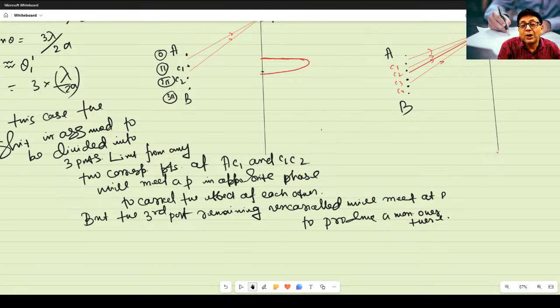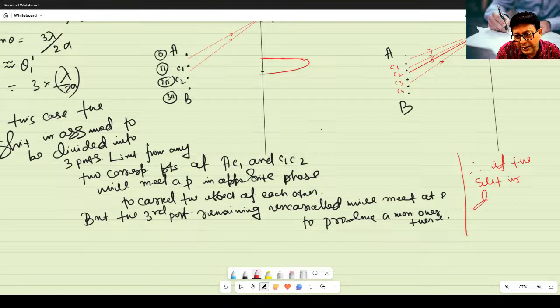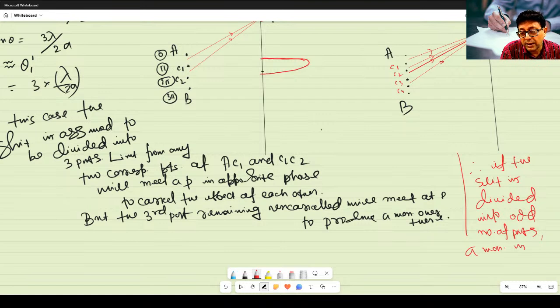So what will be your conclusion here? Therefore, if the slit is divided into an odd number of parts, a maximum is always formed.